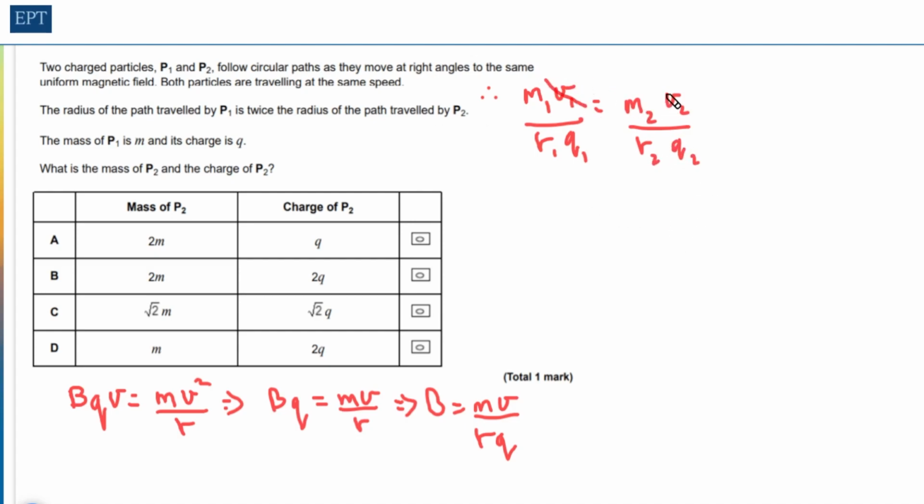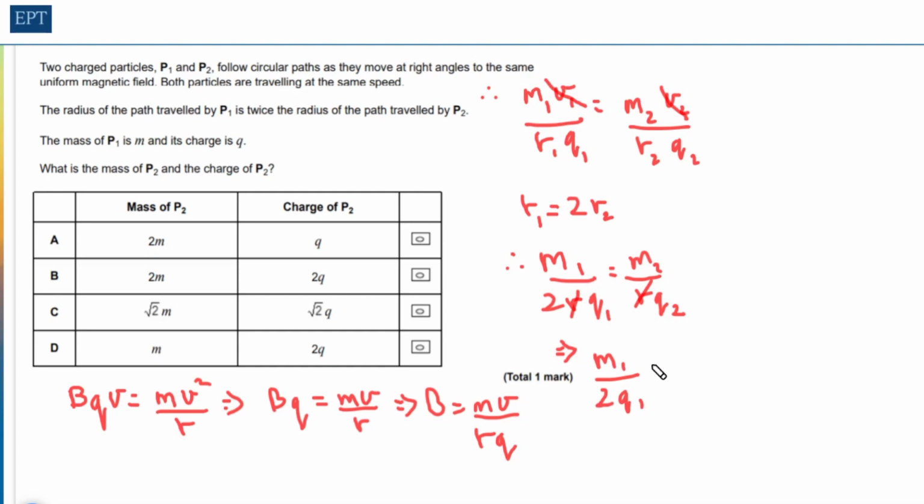Since the particles are travelling at the same speed, we can cancel those out. We're also told that the radius of P1 is equal to twice the radius of P2, so we can substitute in 2r2 into the r1 on the left hand side, and that gives us m1 over 2r2 q1 equals m2 over r2 q2. Now the r's cancel out, and I'd better put those subscripts for the q's in. So this implies that m1 over 2 q1 equals m2 over q2.